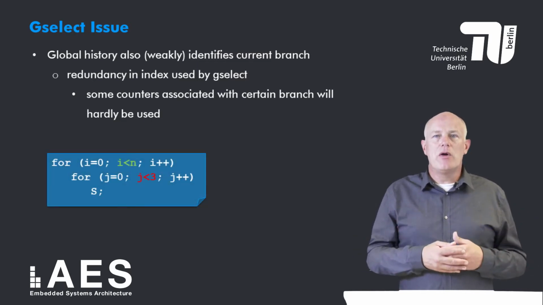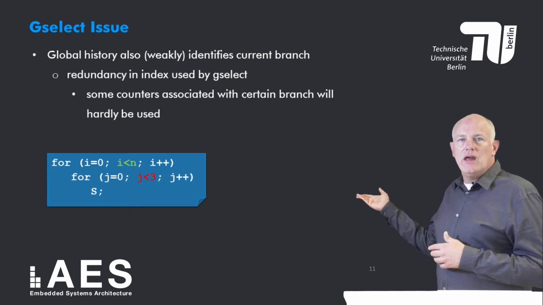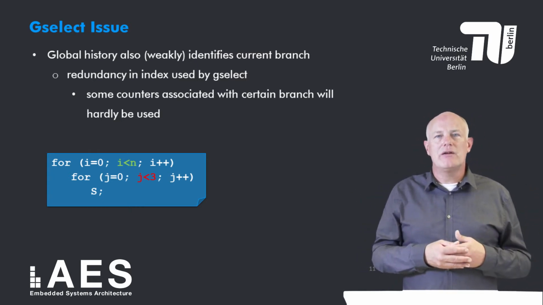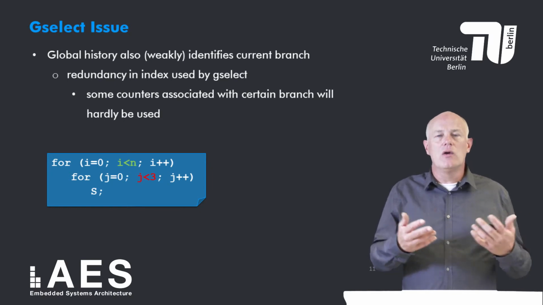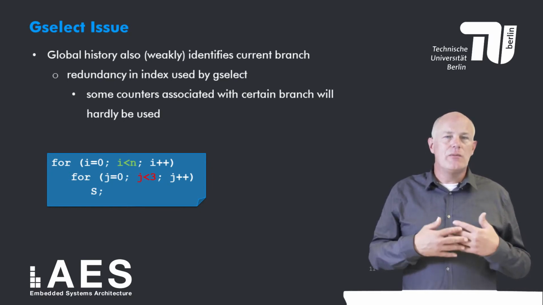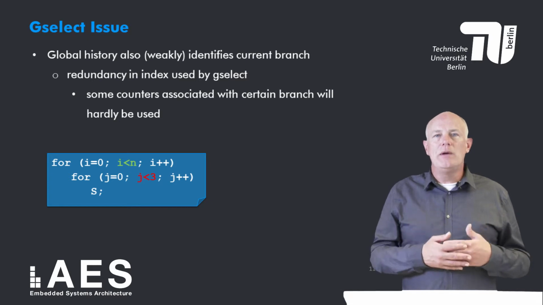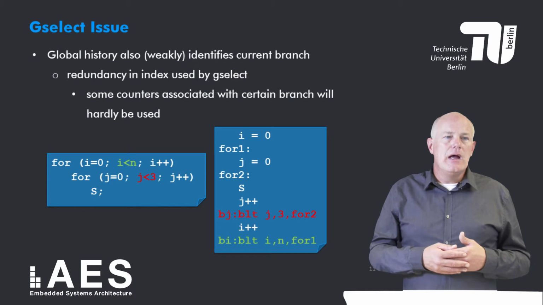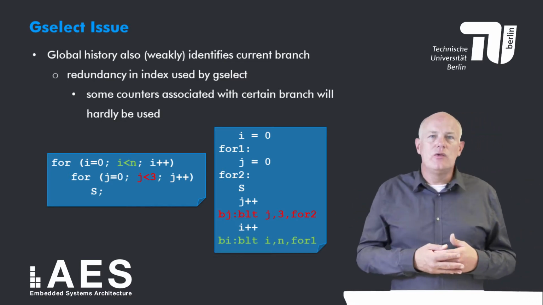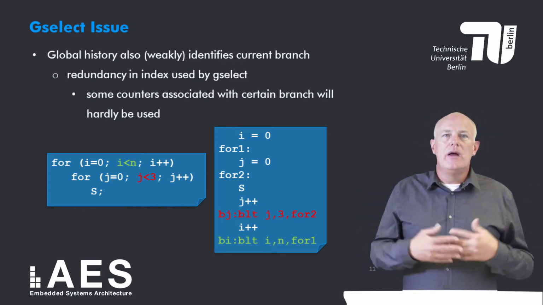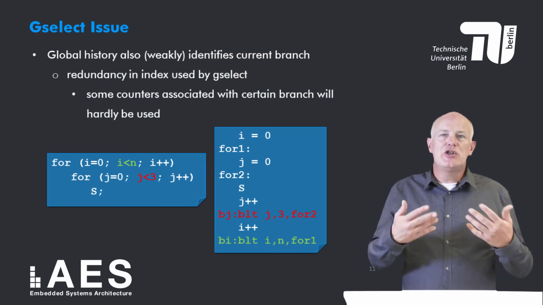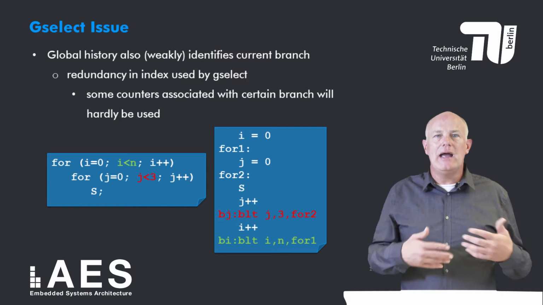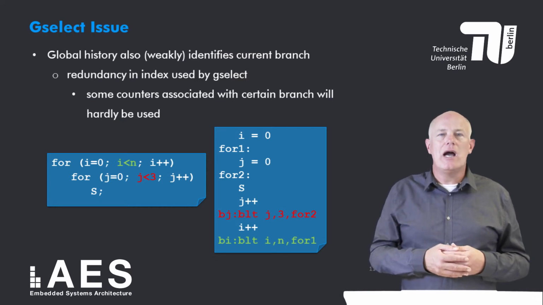To illustrate this problem, consider for instance the example that I showed when motivating the local history branch predictor. 2 nested loops where the outer loop with index i iterates from 0 to n and the inner loop iterates with index j from 0 to 3. This code can be translated to this pseudo assembly shown here. The branch labeled bj and shown in red implements the inner loop, and the branch labeled bi and shown in green realizes the outer loop.